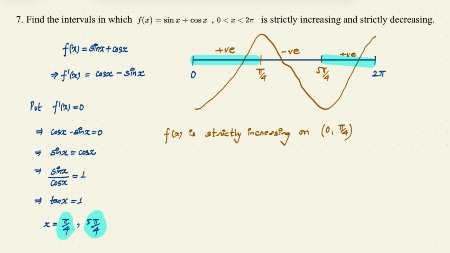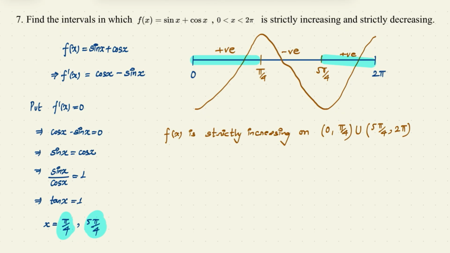See, I am not closing pi by 4 because they are saying strictly increasing, union open interval (5 pi by 4, 2 pi). See, I have written all in open intervals because as you can see in the question also, the value of x is greater than 0. It is not equal to 0, and the value of x is less than 2 pi, not equal to 2 pi. That's why I am opening the bracket at 0 and 2 pi and not closing pi by 4 and 5 pi by 4, because the question is saying strictly increasing, and for that it should be always greater than 0, not equal to 0.